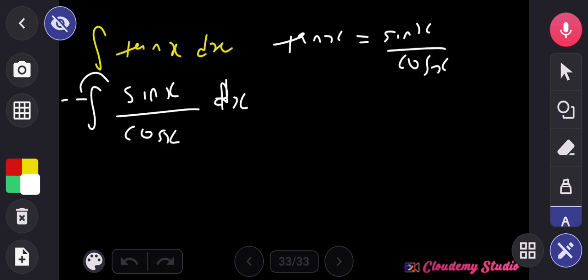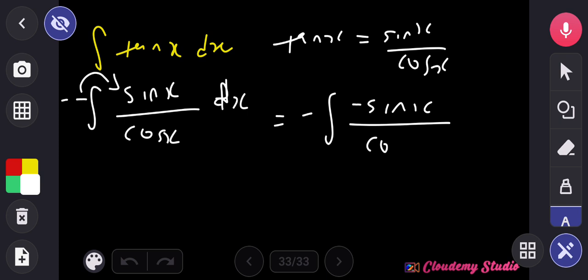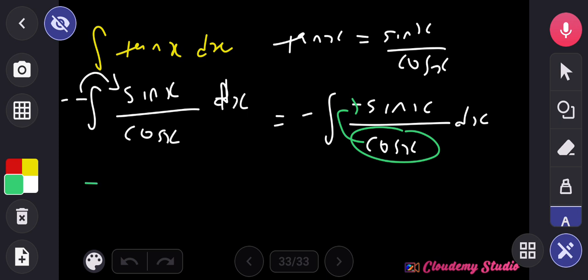Multiply one of the minus with this sign, which equals minus the integral of minus sin x divided by cos x dx. Minus times minus is still plus, so I did not change anything. You understand? So differentiate your denominator. What do you have? You have sin x, which means your answer is minus ln of the denominator, which is ln of cos x plus c.